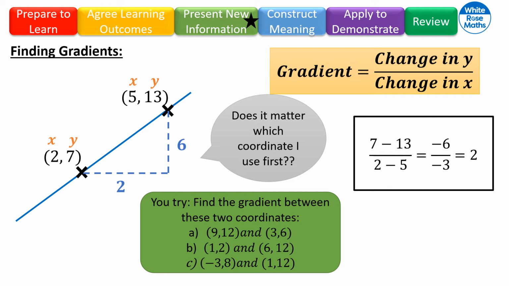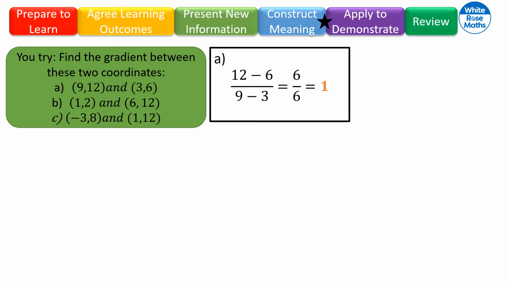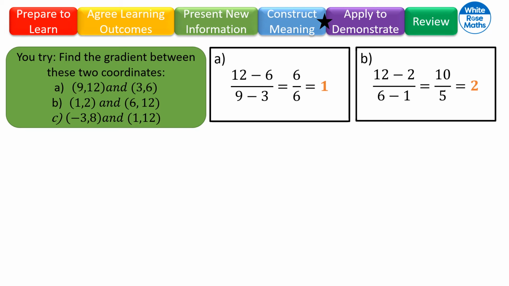So have a quick go at these three. Pause the video, and on the next slide will be the answers and a workthrough on how to check whether or not you got the right answer. Okay, so these are the three answers. For A, you should have got 6 divided by 6, which is 1, so a gradient of 1. For B, you should have got 10 divided by 5, which is a gradient of 2.